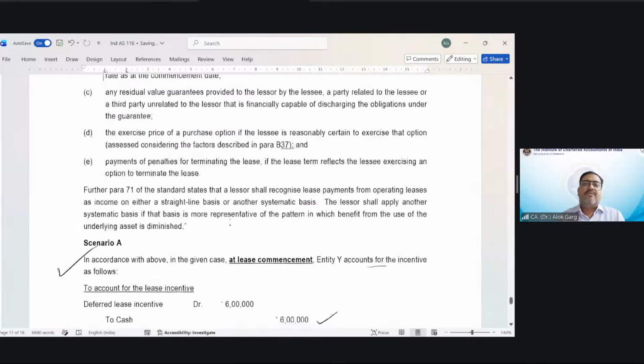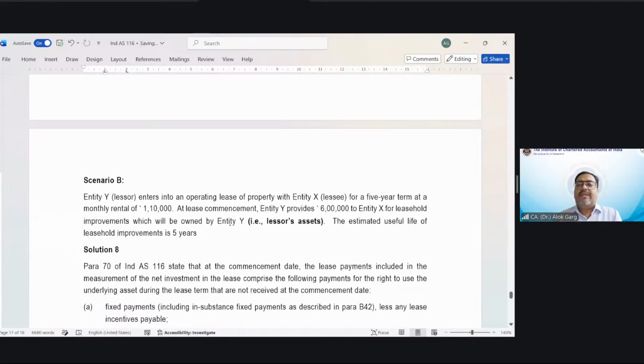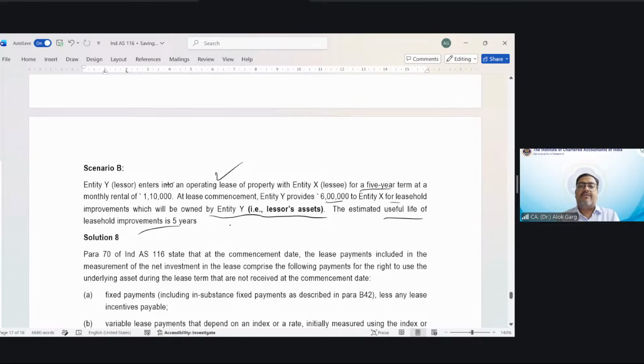Let's go to question number 2, scenario B. Entity Y enters into an operating lease of property with entity X for a 5-year term at a monthly rental of 1,10,000. Again, it's an operating lease, 5-year term, 1,10,000. At lease commencement, entity Y provides 6 lakh to entity X for leasehold improvement, which will be owned by entity Y. The estimated useful life of the leasehold improvement is 5 years. In that case, what will be the accounting entry in the books of the lessor?